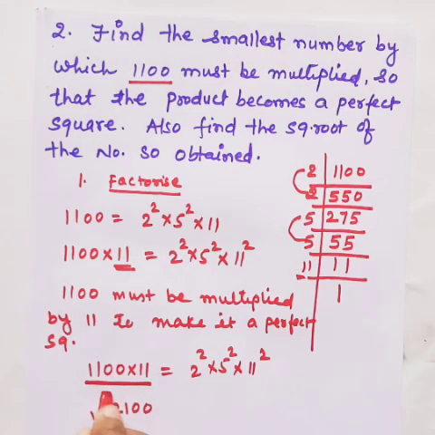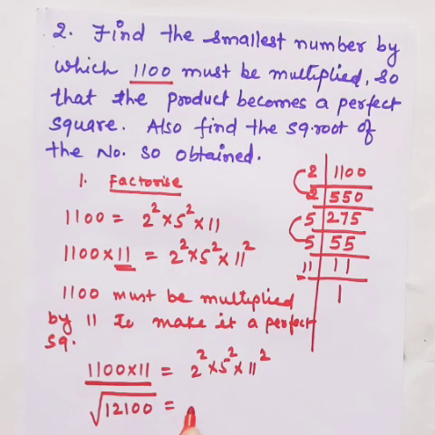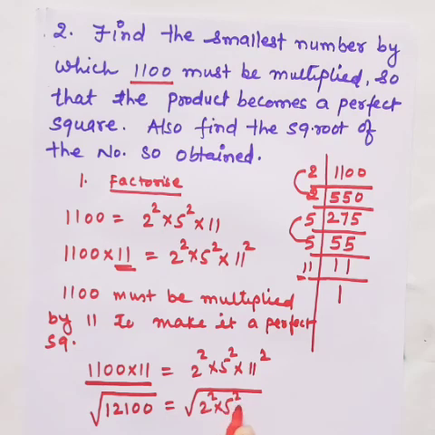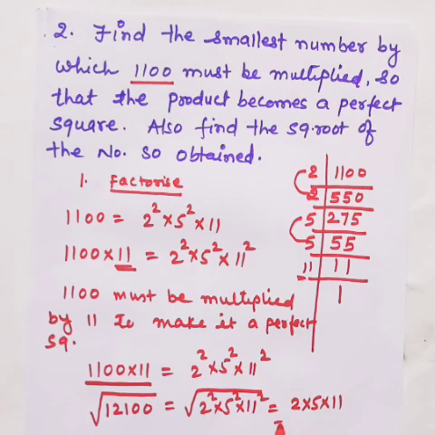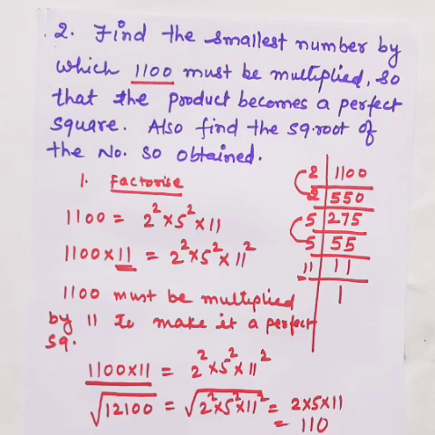So square root of 12100 will be equal to how much? Root of 2 square into 5 square into 11 square. That will be equal to 2 into 5 into 11. So 2 5s are 10, and 10 11s are 110. So the square root of 12100 will be equal to 110.